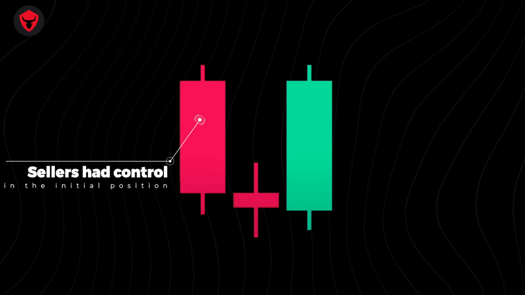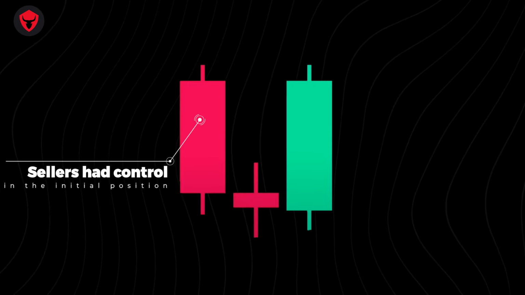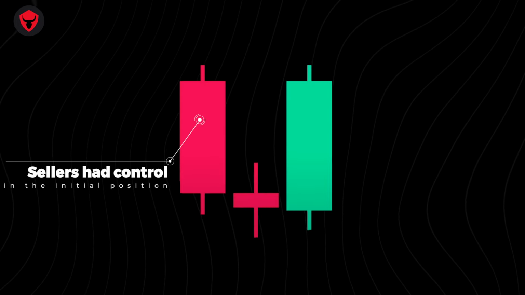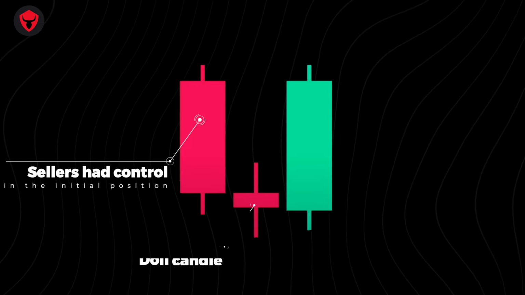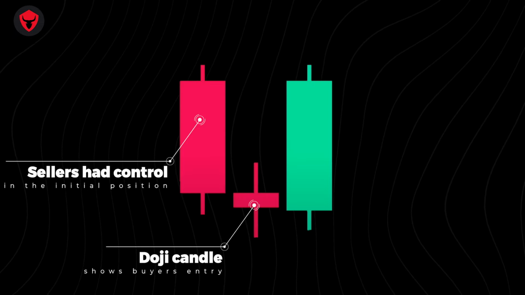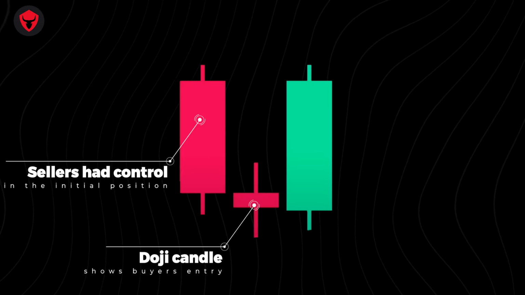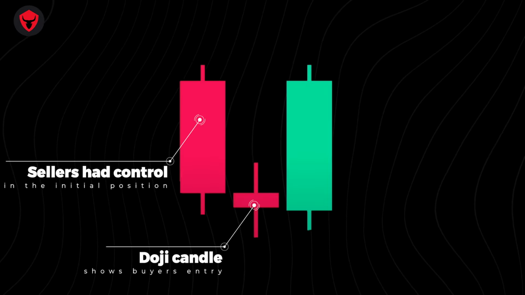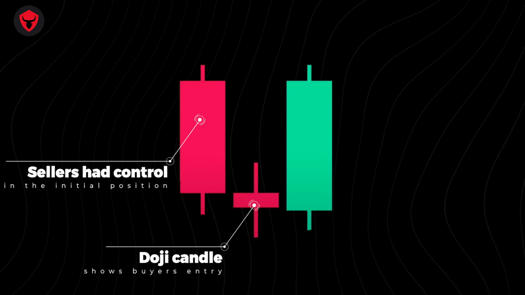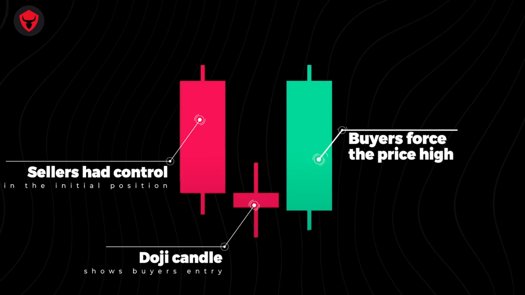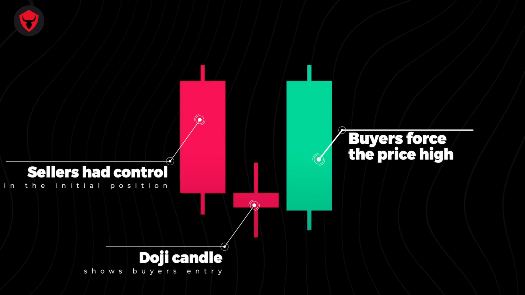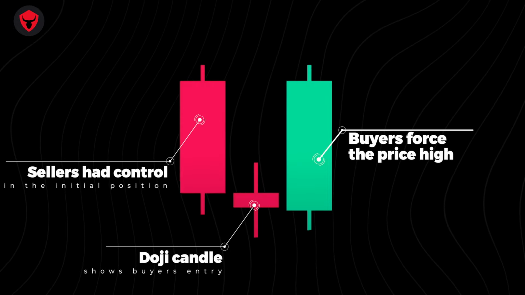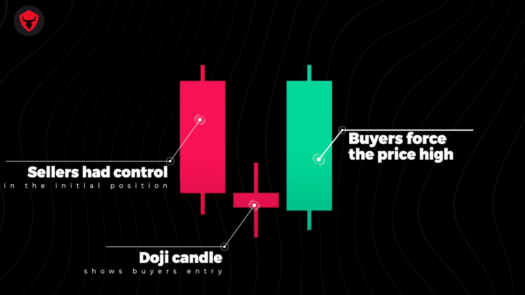Initially, the red candle indicates that sellers had complete control, pushing prices lower. This is followed by a small doji candle, which signals that buyers have begun to enter the market and push prices higher. Eventually, the sellers lose strength and the purchasers force the price higher, resulting in the enormous green candle. This pattern indicates that buyers have reversed the situation and are likely to drive prices higher.